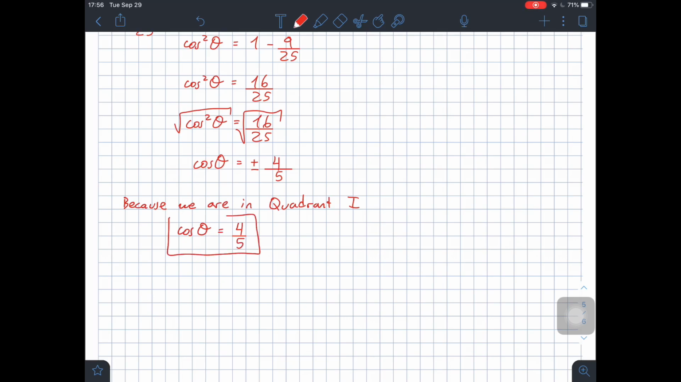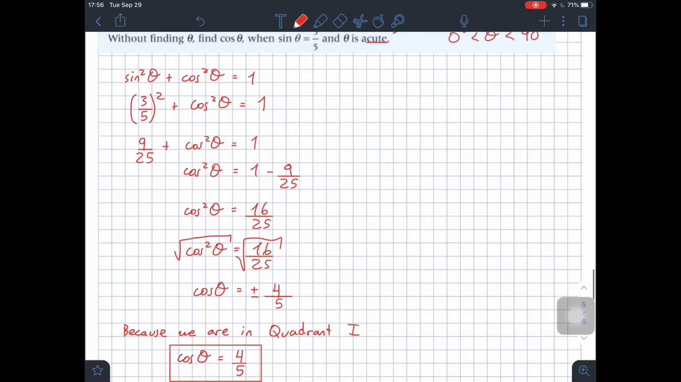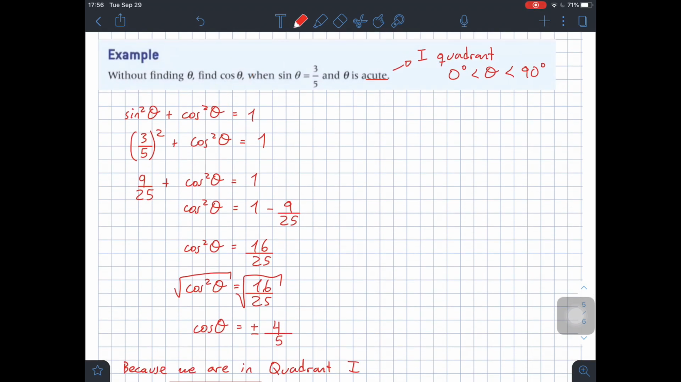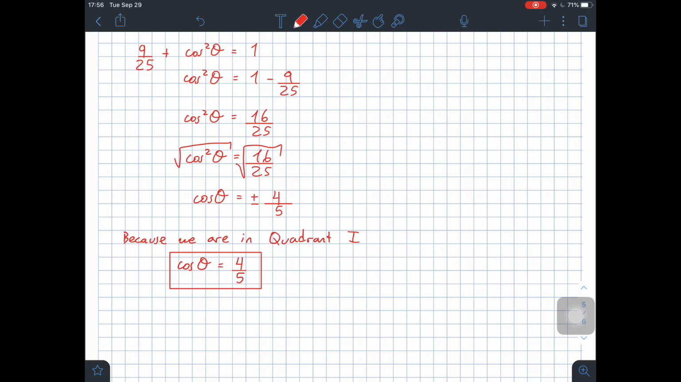And this would be the result, okay? You see that we never actually found the angle. And with the Pythagorean identity, we found cosine of theta, which is what we were asked, okay?